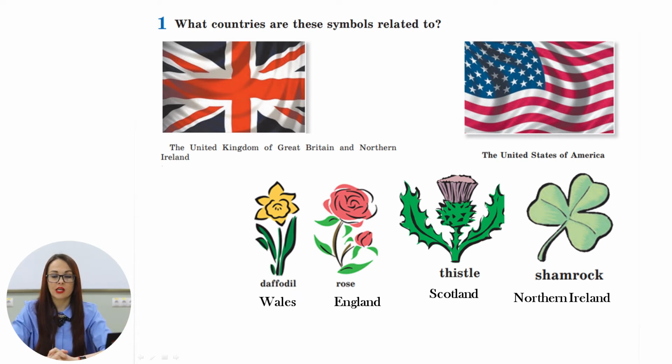So we have here the flag, the Union Jack, that represents the United Kingdom of Great Britain and Northern Ireland. We have the flag of the United States of America, and we have the 4 flowers representing the 4 parts of the United Kingdom. The daffodil for Wales, the rose for England, the thistle for Scotland, and the shamrock for Northern Ireland. Good job. Okay, let's go to inventions.